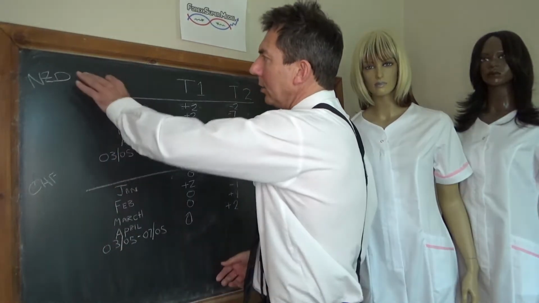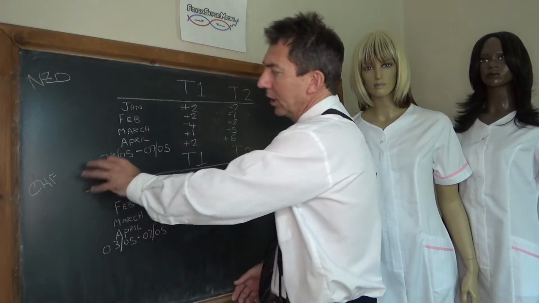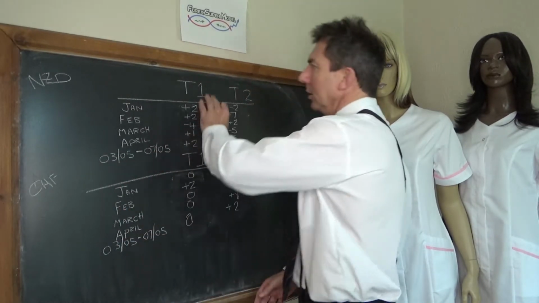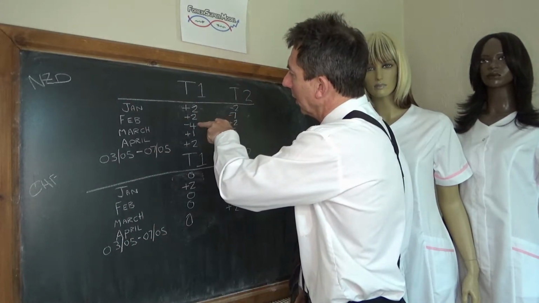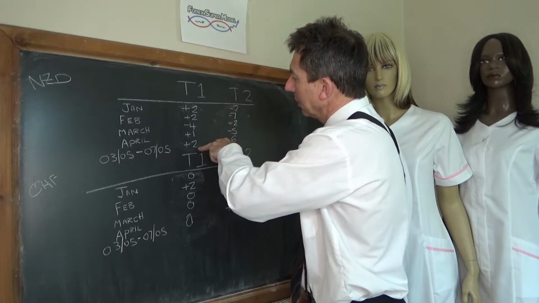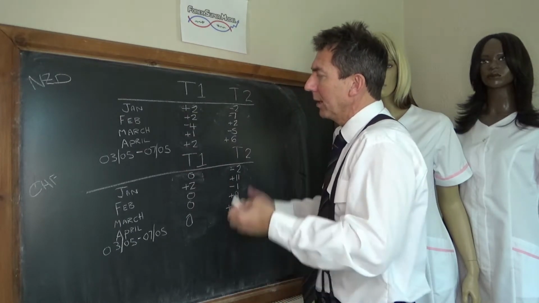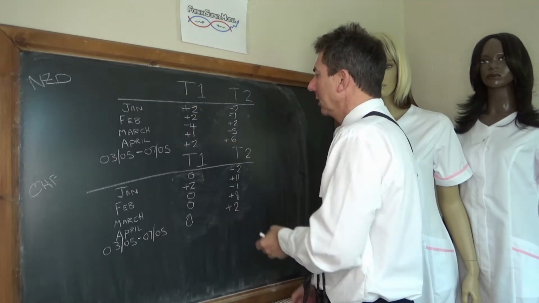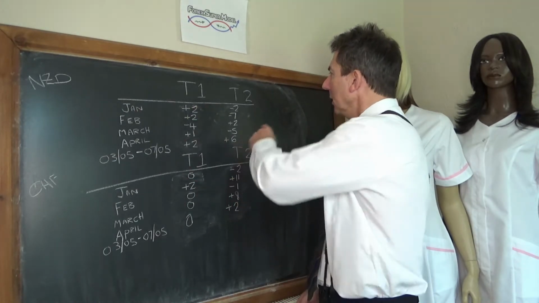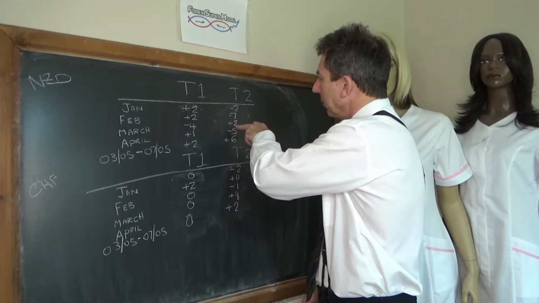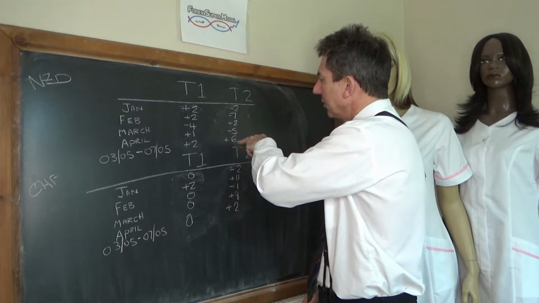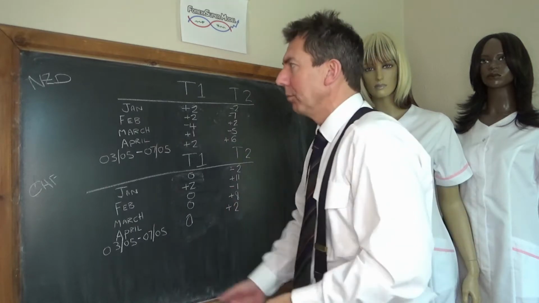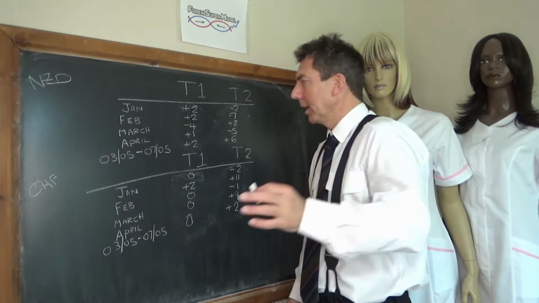Right, we're back. New Zealand dollar, NZD, and CHF, the Swiss franc. New Zealand dollar then, plus 2, minus 4, plus 1, plus 2. So incrementally fairly neutral, but on the up slightly in New Zealand Tier 1. Tier 2, minus 2, minus 7, plus 2, minus 5, plus 6. So we're seeing the start of an improvement in the New Zealand dollar. Talk about that in a bit.